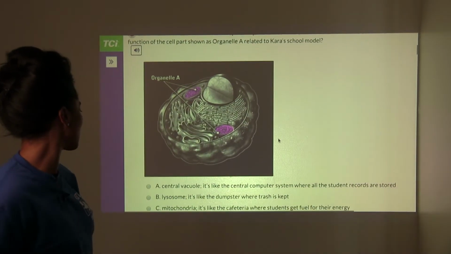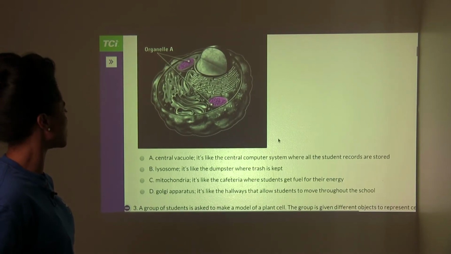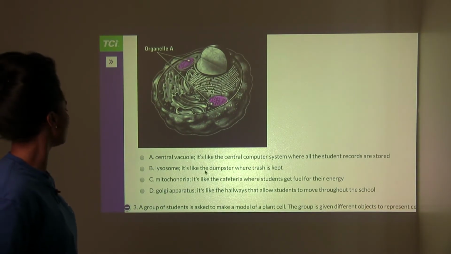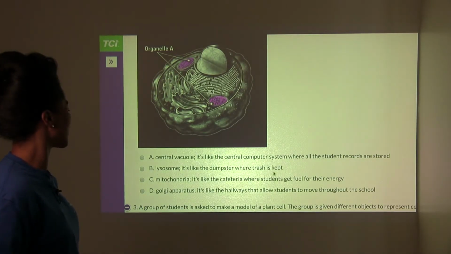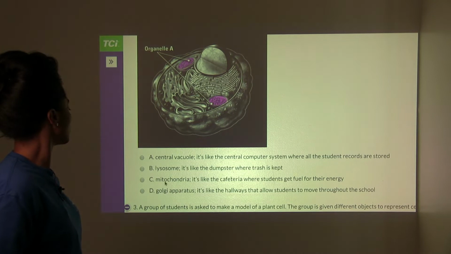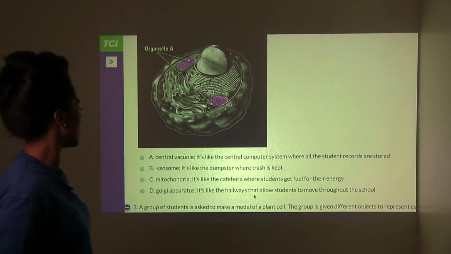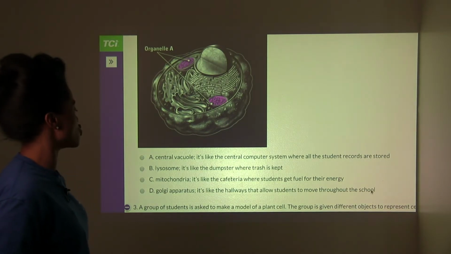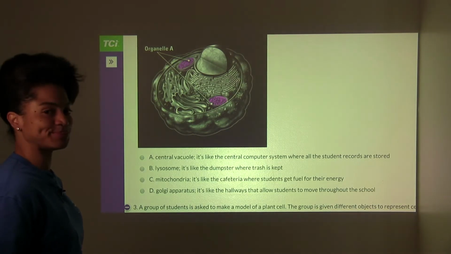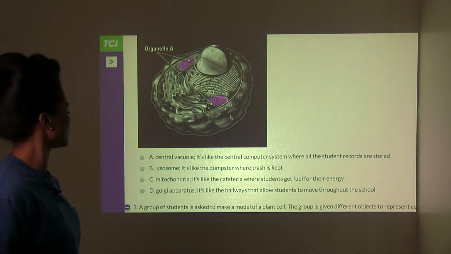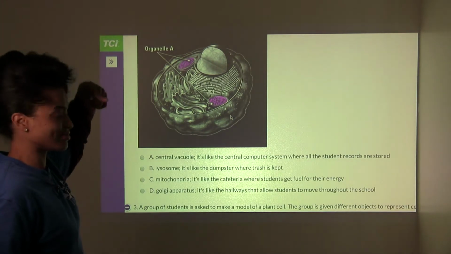A, central vacuum. It's like the central computer system where all the student records are stored. B, lysosome. It's like the dumpster where trash is kept. C, mitochondria. It's like the cafeteria where students get fuel for their energy. D, Golgi apparatus. It's like the hallways that allow students to move throughout the school. A, B, C, or D. Make your choice. Do you have your answer?